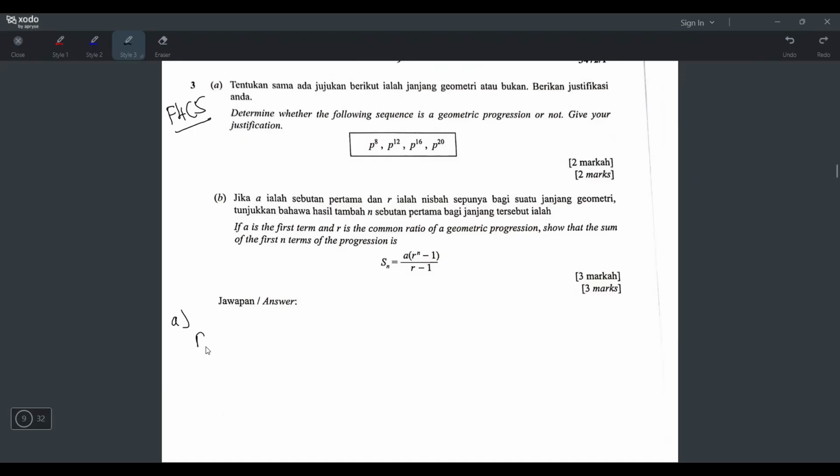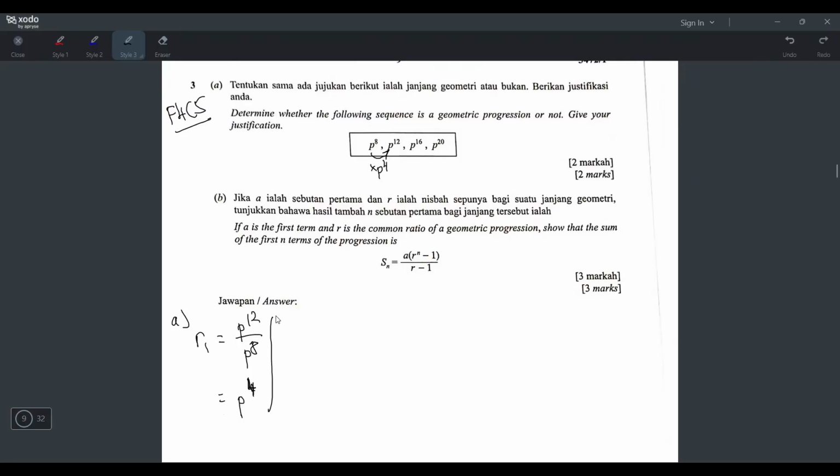So I'm just going to write R1, and I'm just going to write P power 12 over P power 8, like that. The first ratio, I find it by taking this term divided by this term, so I end up with P power 4. Remember, when you have two numbers with the same base, P and P, and you're dividing, you take the power minus. Maksudnya, kalau base sama bahagi, the power kena tolak. So you end up with P power 4, which means from here to here, you have to multiply by P power 4.